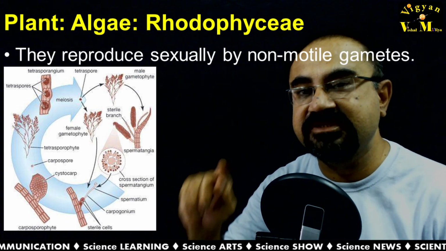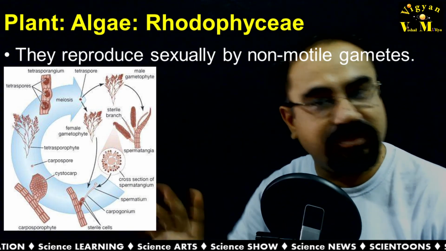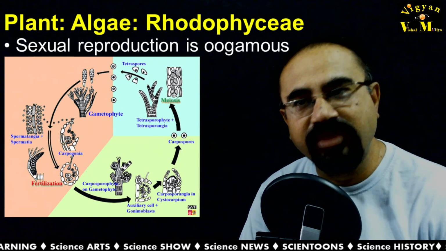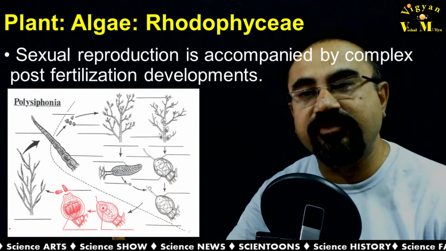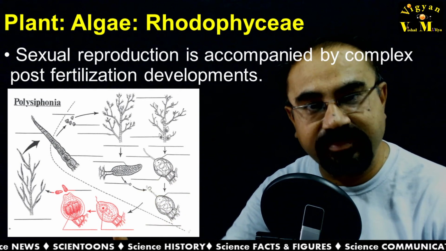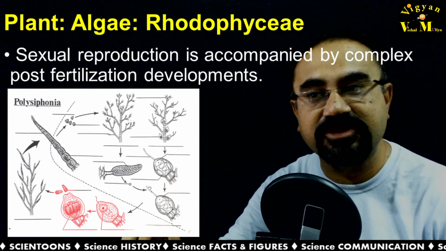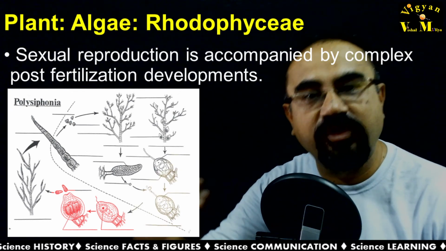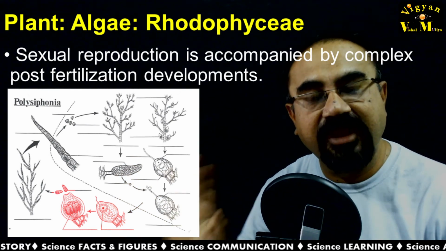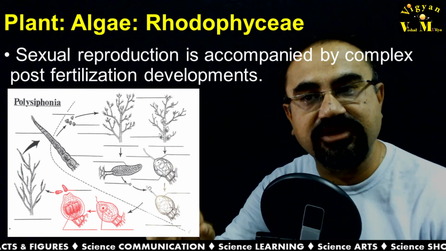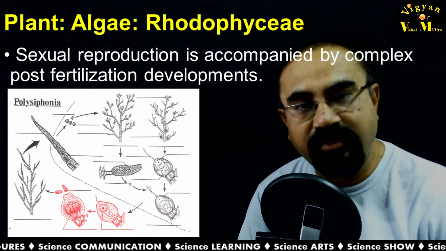To be precise, non-motile gametes are found in Rhodophyceae only. Sexual reproduction is of the oogamous type, and after oogamous reproduction there is a formation of a complex body which is post-fertilization development, and one can see here it is red colored, that is the post-fertilization complex developed.